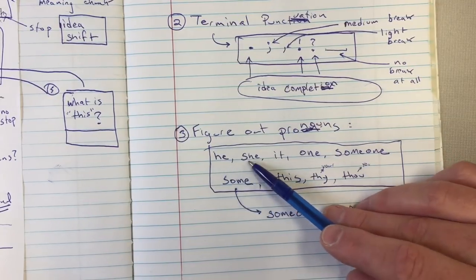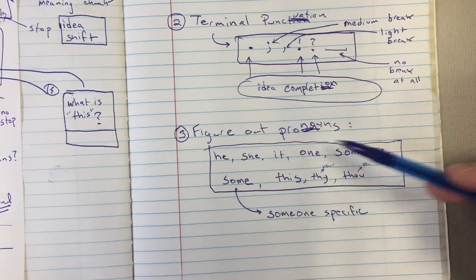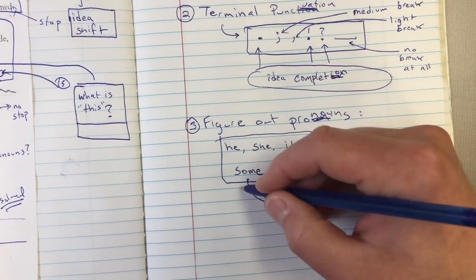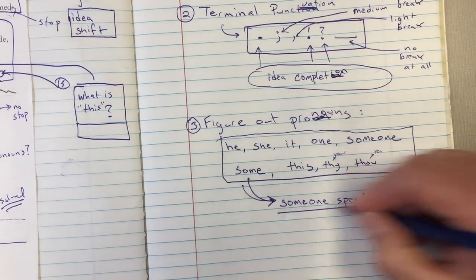Never will you see a he or a she or an it or a one or a someone or a some, or a this, or a thy, or a thou, that is not referring directly to someone specific.